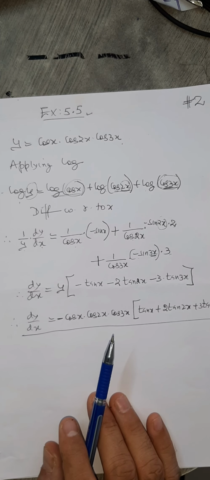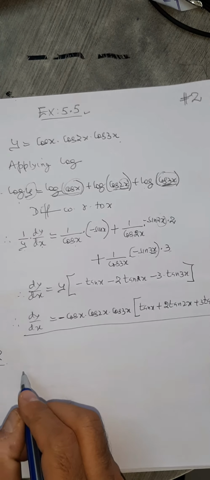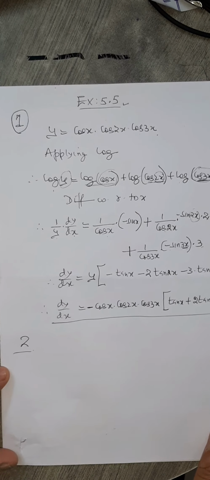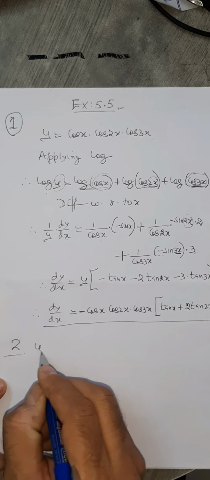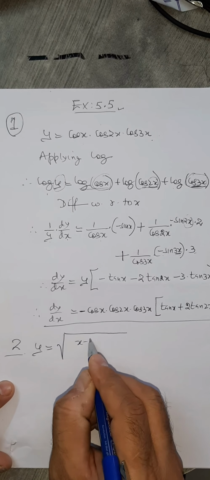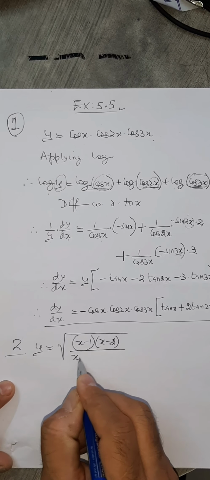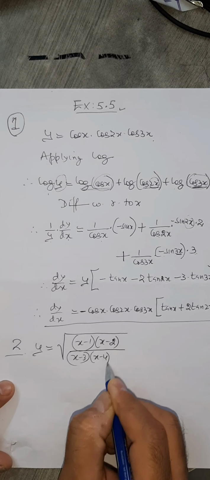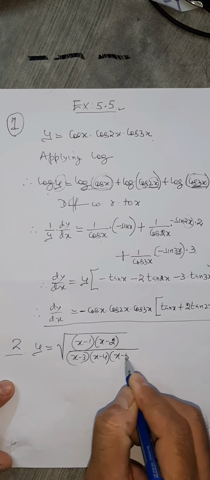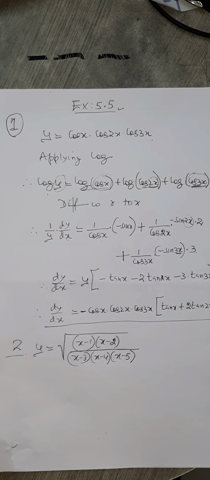Next question. If I go to question number 2 here, let me write y equals root of x minus 1 into x minus 2 upon x minus 3 into x minus 4 into x minus 5. Now this is again not of the form variable raised to variable, remember. So without logarithms also you can do it, but this exercise is mainly based on logarithmic functions.